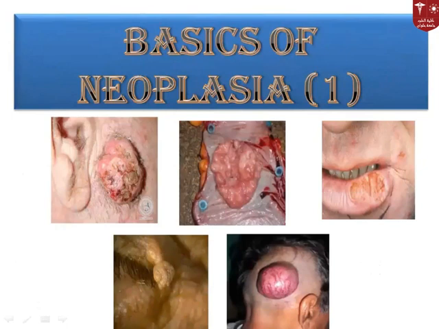So let's start this lecture with the basics of neoplasia. Do you see these pictures? All these pictures are types of neoplasms. They are tumors, but they have different shapes, right? Some of these tumors are called benign tumors, and some are called malignant. But how can we differentiate the two types? This is one of the things we will learn in this lecture.